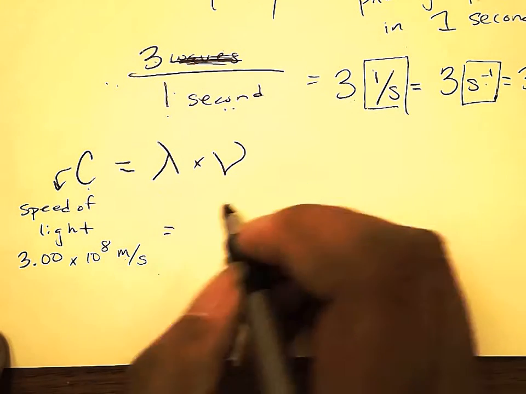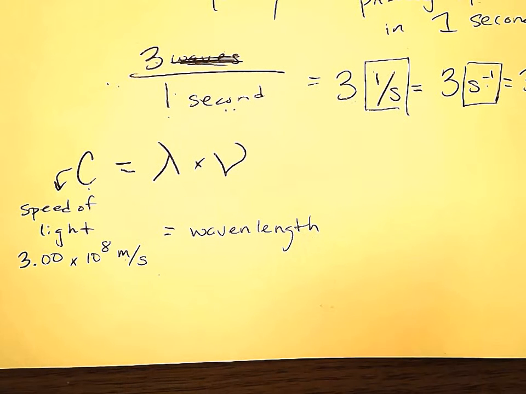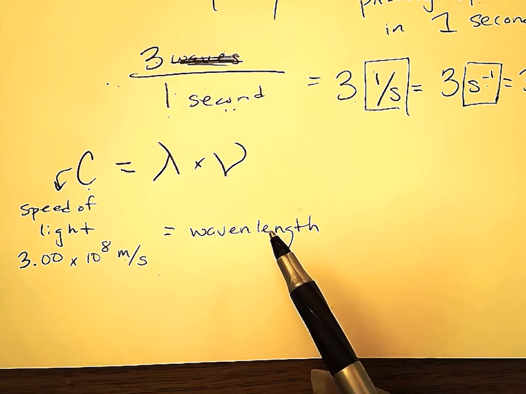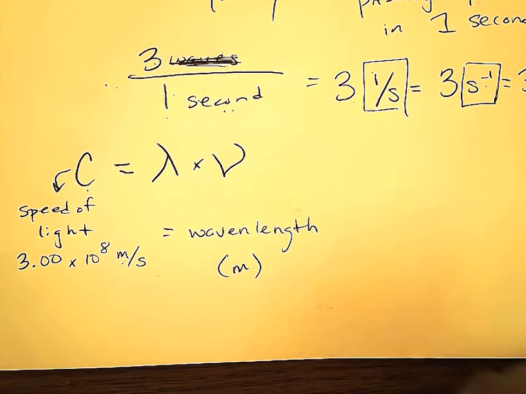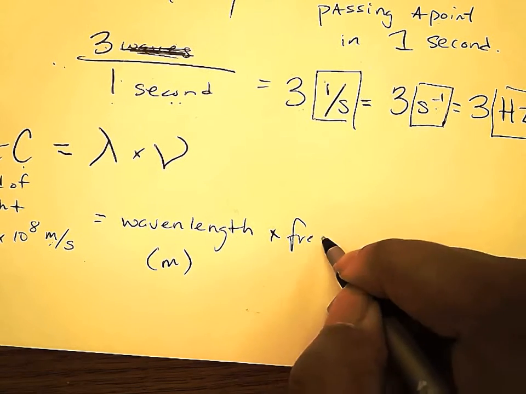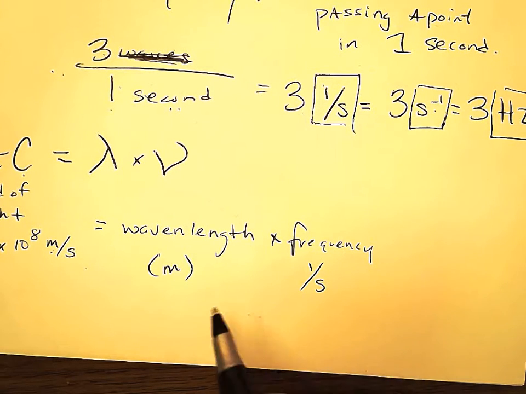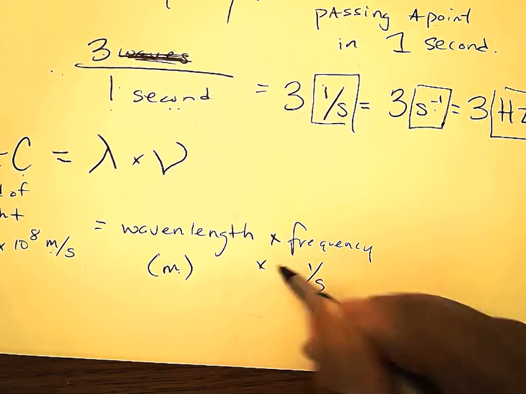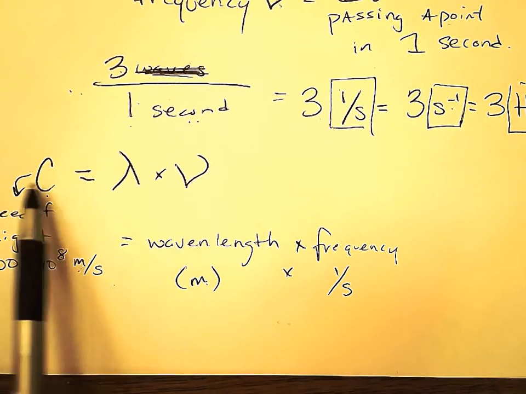And then your lambda, of course, is wavelength. And what unit must we have that wavelength in to do these calculations? Can we use nanometers for this? If you have meters over here, wavelength needs to be in meters. And then times frequency, which is inverse seconds. That's how you get m times 1 over s, meters per second, just FYI. So make sure that you know how to rearrange this equation.